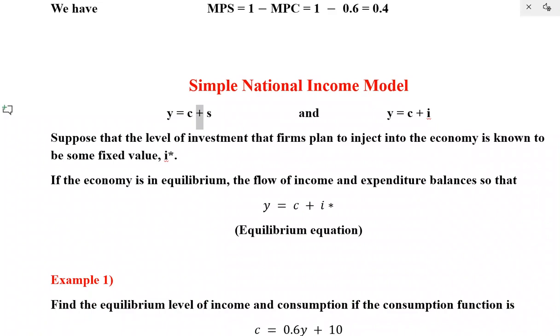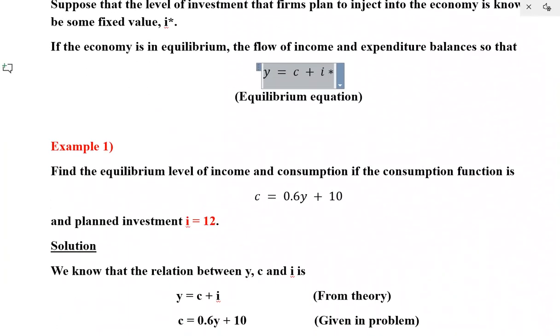Simple national income model. Y equals C plus S and Y equals C plus I. Suppose that the level of investment that firms plan to inject into the economy is known to be some fixed value, I star. If the economy is in equilibrium, the flow of income and expenditure balances so that Y equals C plus I star.